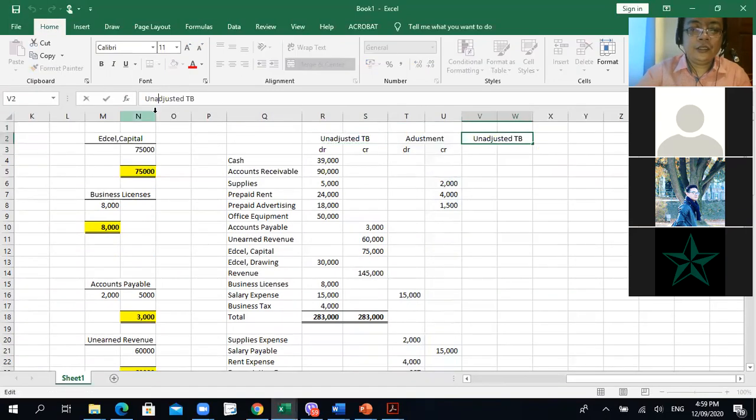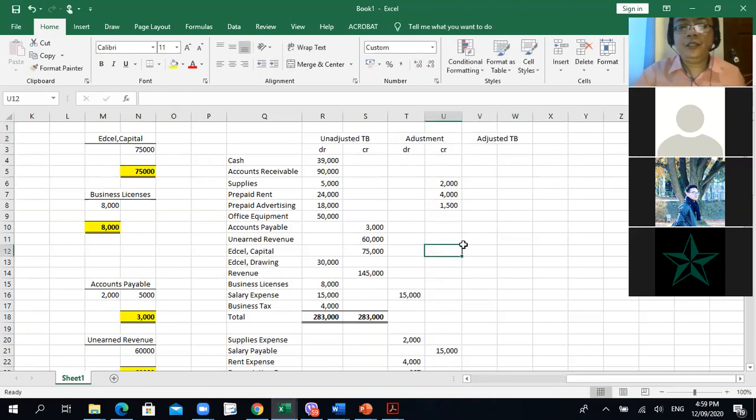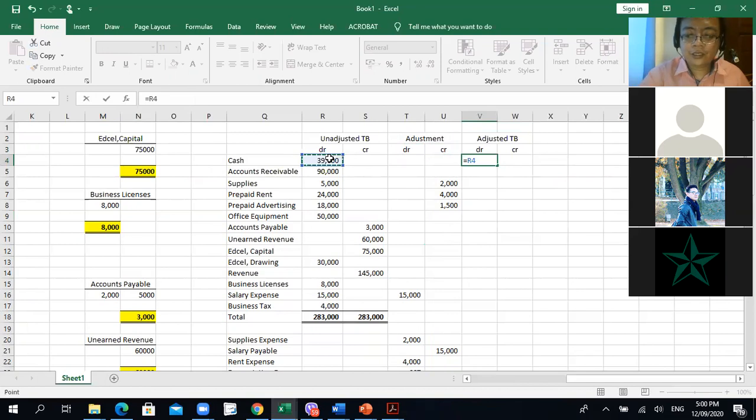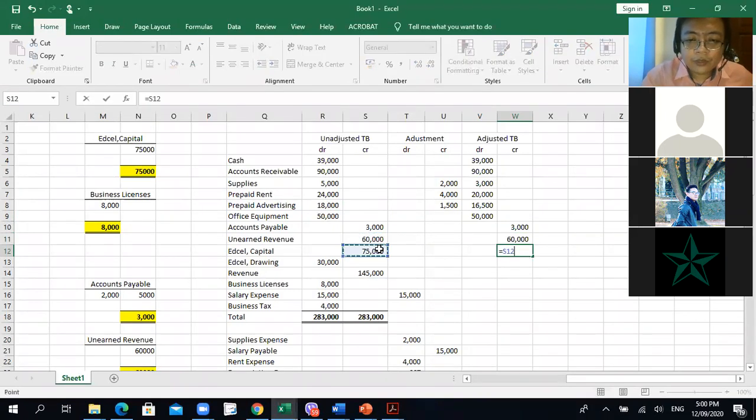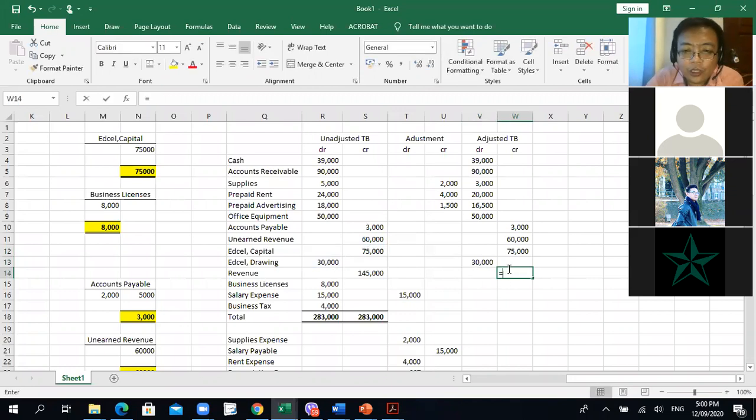Next is all about the adjusted trial balance. So you have here the cash of 39,000, then 90. Then supplies, 5,000 less 2,000. Prepaid advertising, 24 less 4. Next, prepaid advertising, 18 less 1.5. Then office equipment is 50, accounts payable of 3, unearned revenue of 60, drawing of 75, next drawing of 30, followed by your revenue of 145.